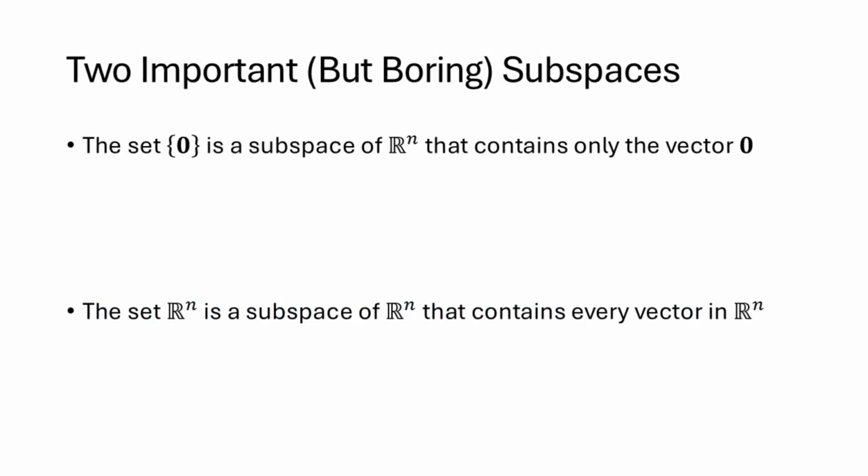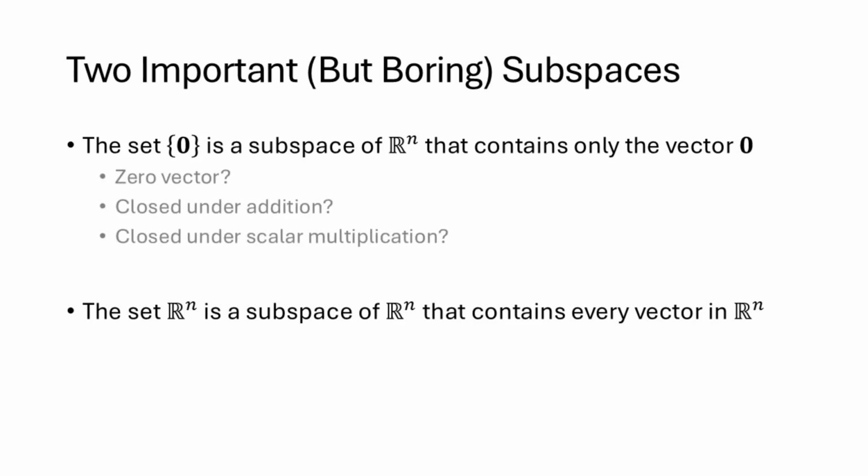Now there are two more important but kind of boring subspaces that we need to consider. The first is the set that just contains the zero vector. So why is this a subspace? Well, let's briefly think about the three parts of our definition of subspace. Obviously, this set contains the zero vector because that's the only thing that it contains.